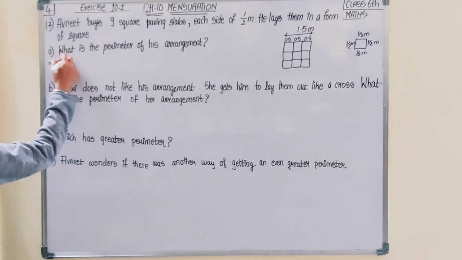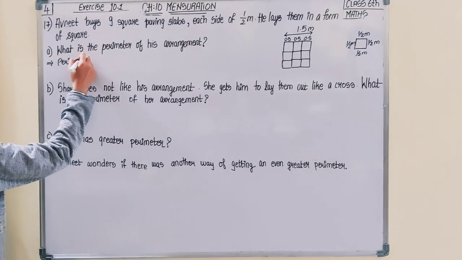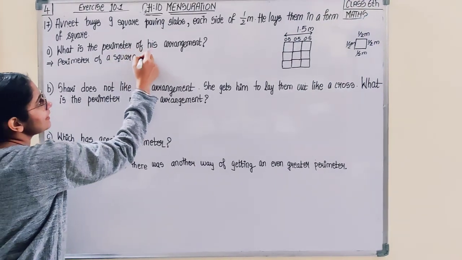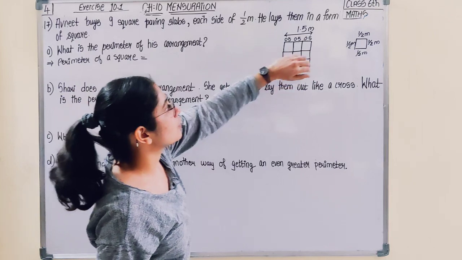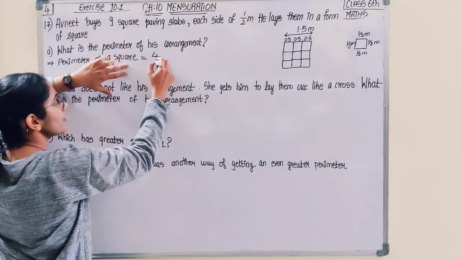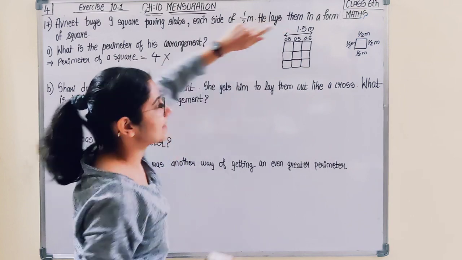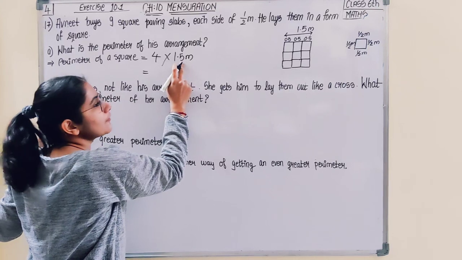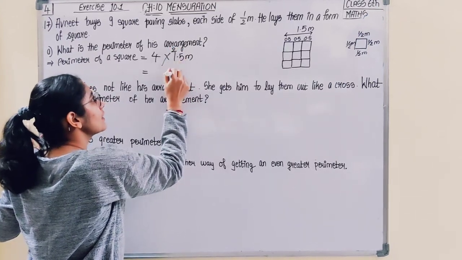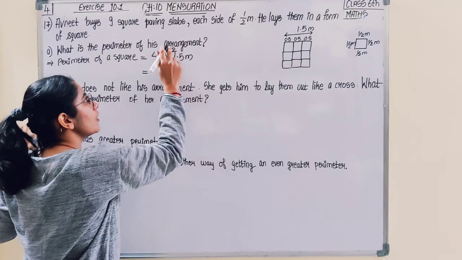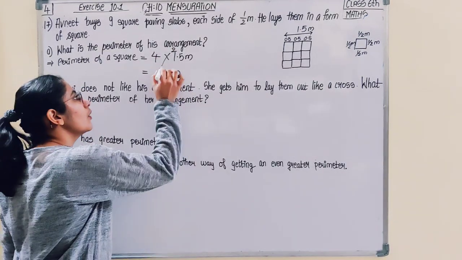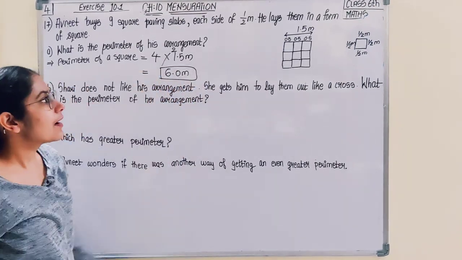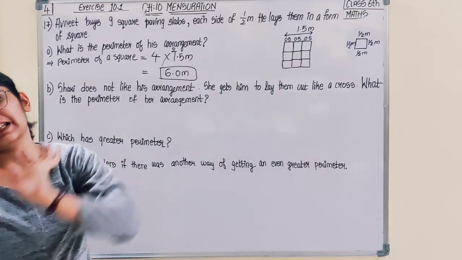So that is perimeter of a square is number of sides, 1, 2, 3, 4, because square ke 4 sides are number of sides, into length of each side. That is 1.5 meter. So 4 fives are 20, 4 ones are 4 plus 2, 6. So 6 meter is the perimeter of his arrangement.